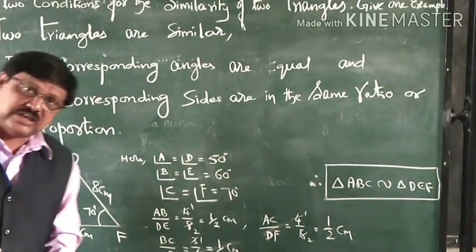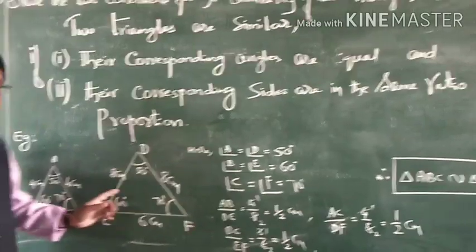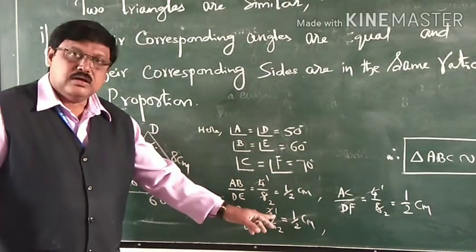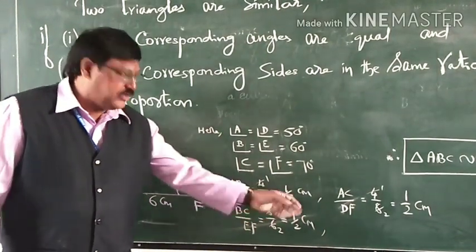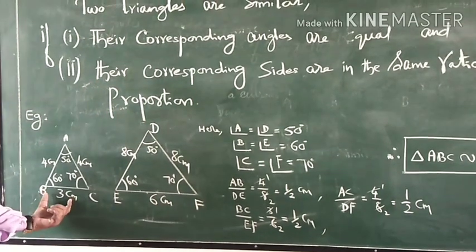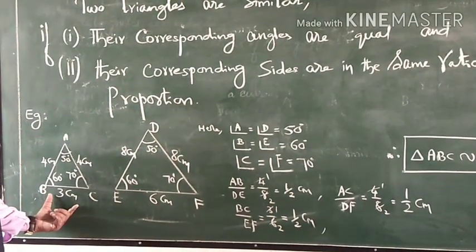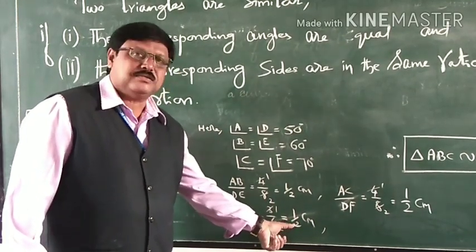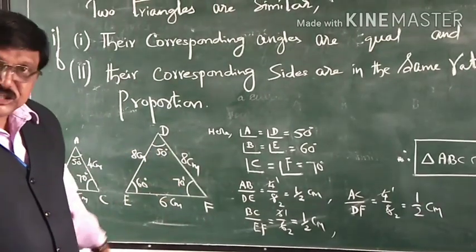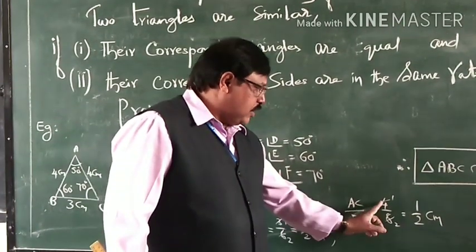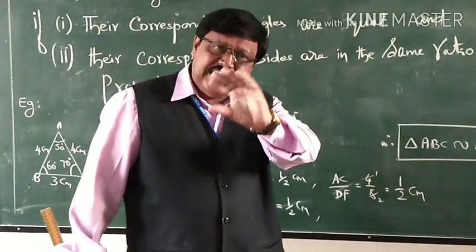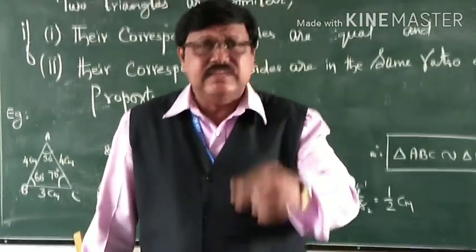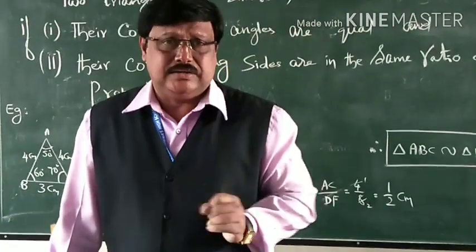Because you see the ratios I have taken, corresponding sides AB by DE is equal to 4 by 8. If you simplify, 4 ones are 4, 4 twos are 8, you get half. Take another corresponding sides ratio BC by EF, 3 by 6. You divide it, you will get half. And the third sides ratio AC by DF, 4 by 8, is half. When the ratios of two triangle sides are equal, then you can say that two triangles are similar.